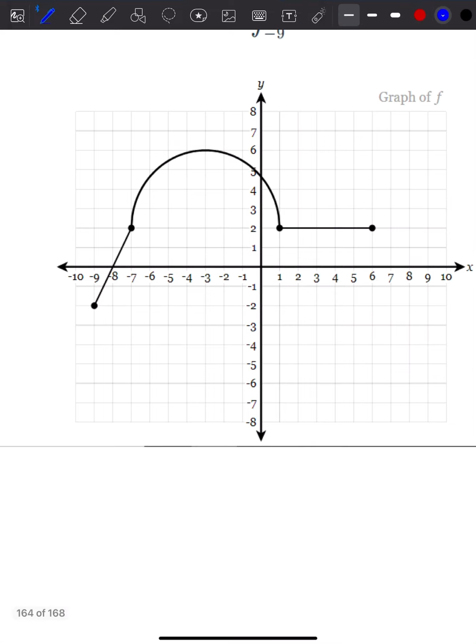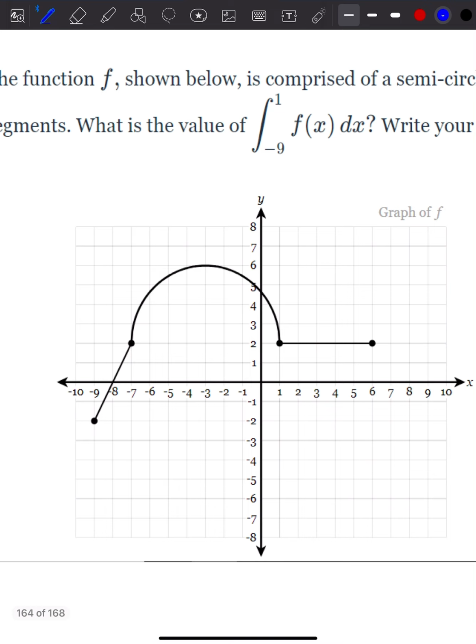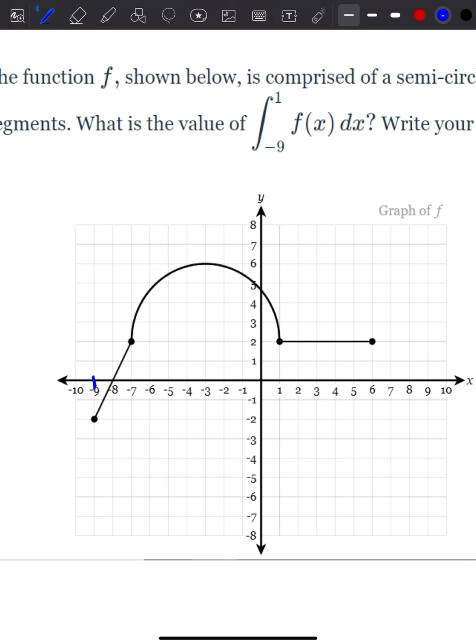So we're looking at the interval of -9 to 1. So I'm going to be looking at this small triangle, this small triangle, and then this entire area here that's made up of this semicircle on top of this rectangle. So we have some different areas that we're going to be adding together.